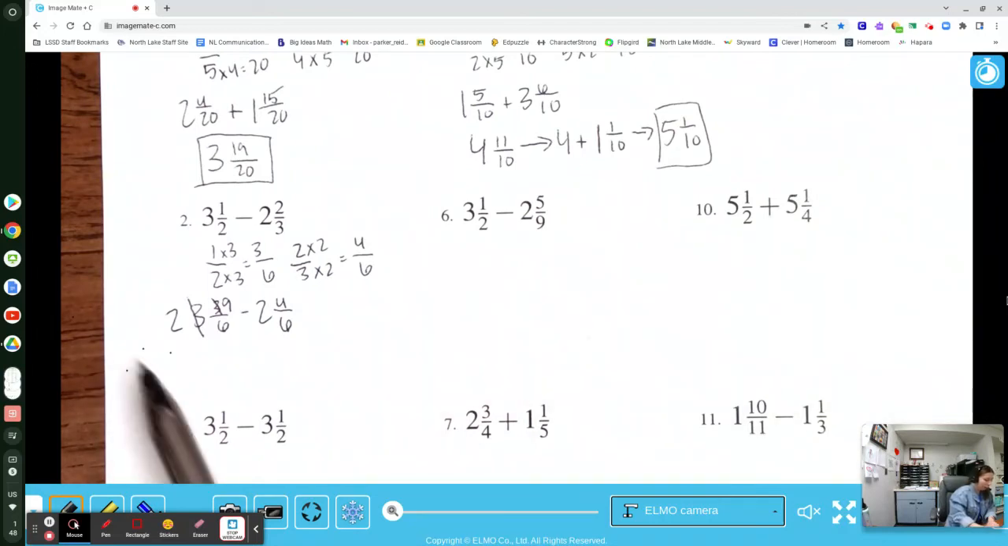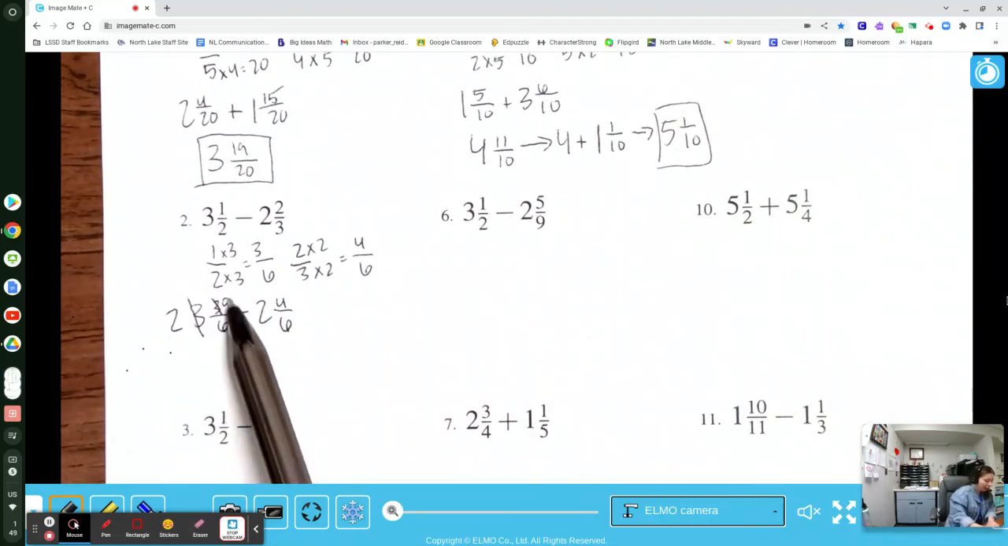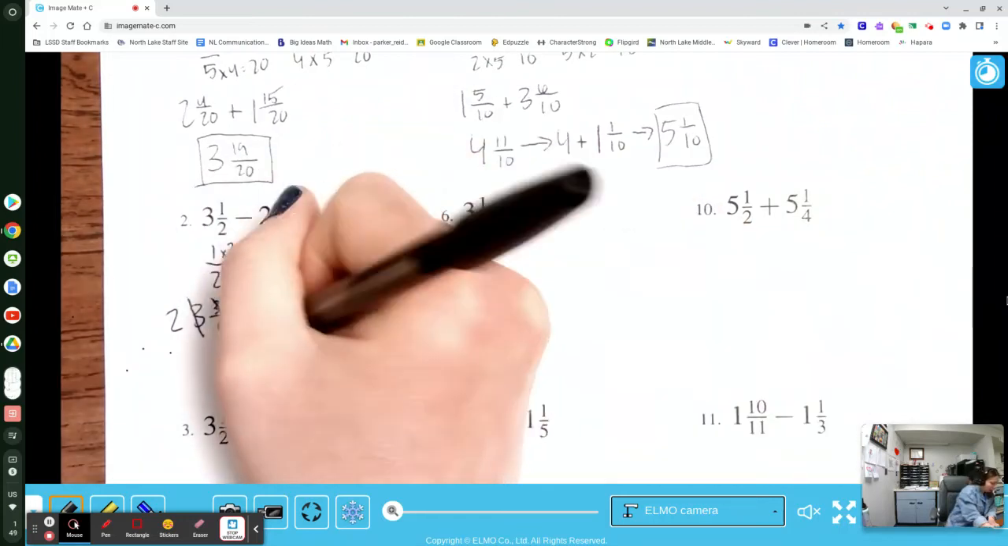Now I'm ready to actually subtract separately. So 2 minus 2, that's 0. And then 9/6 minus 4/6 is 5/6.